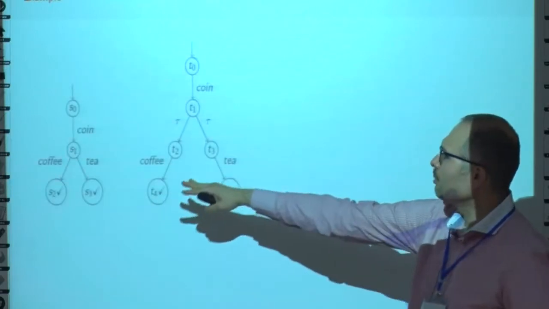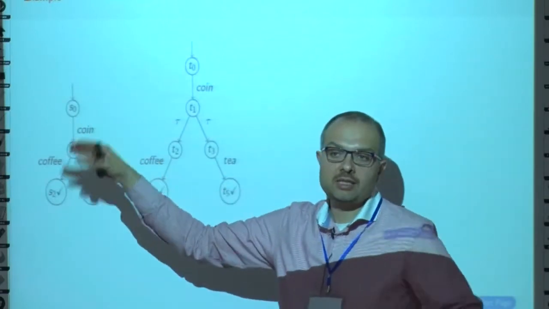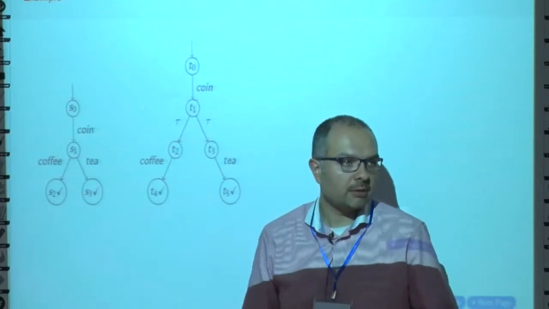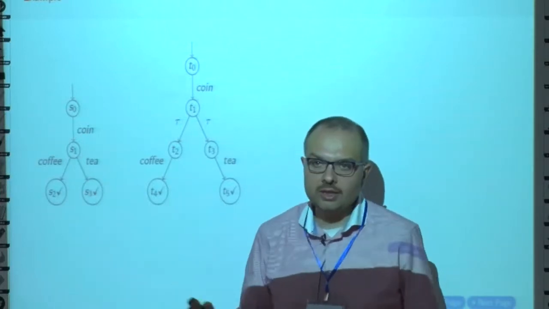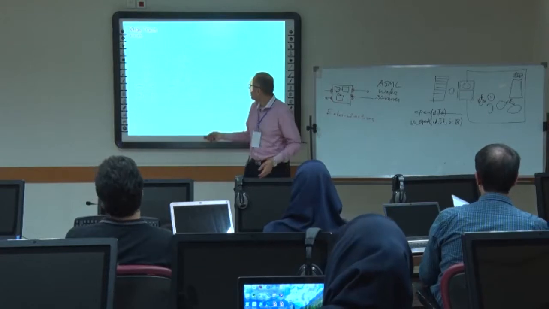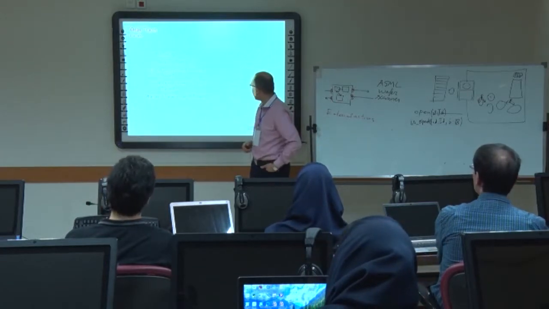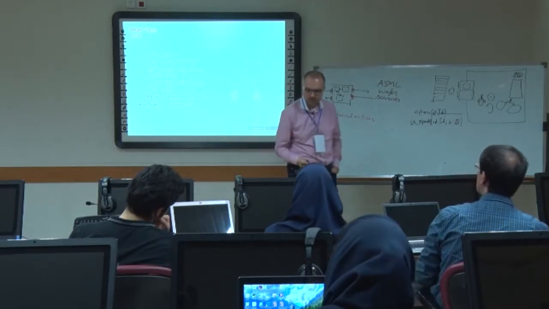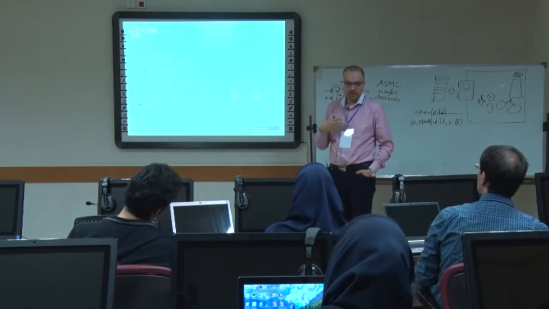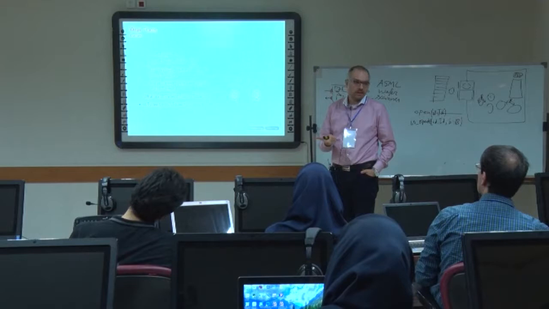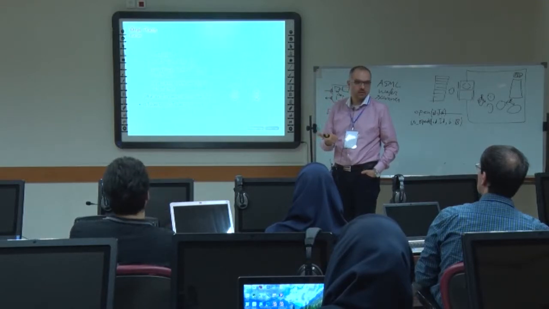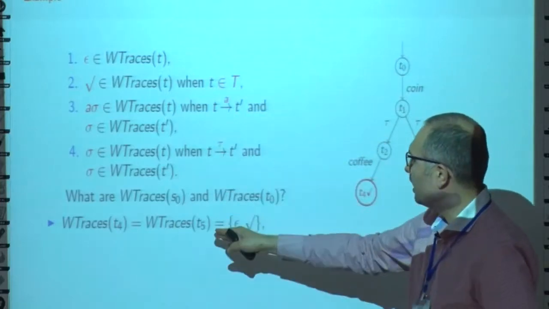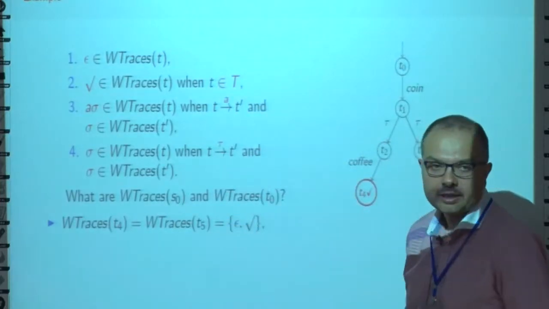For S naught, it's quite simple because there are no taus. Basically, it's the same as strong traces, right? If there are no taus, you basically apply the same rules as before and you obtain the weak traces. So there is nothing to check, right? But this is more interesting, so let's see how it works. For these two, they do not afford any taus. So basically, their only traces are the empty trace and the tick, the termination, right? Because there are no taus, only the old rules apply. And in this case, you have epsilon and tick.